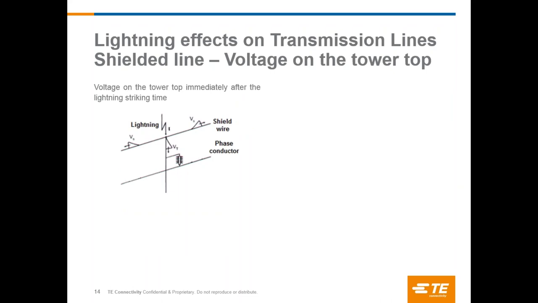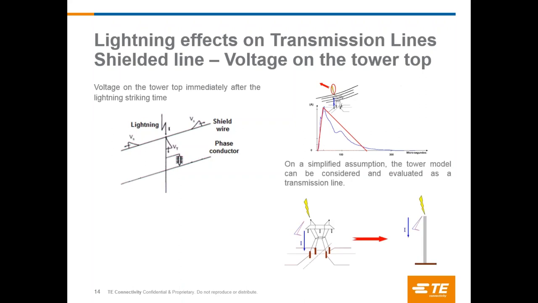As shown in the previous slides, the transient voltage established across the line insulation depends on the transient voltage at the top of the tower. In these next slides, we'll be evaluating the parameters that affect this transient voltage. In a simplified way, the lightning strike on the line can be represented by a ramp-shaped wave function with a peak value I and a rise time defined by the time T for reaching the peak value.